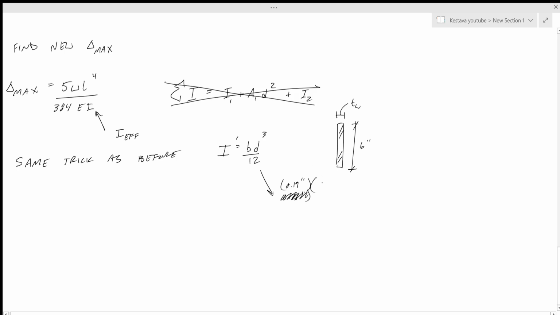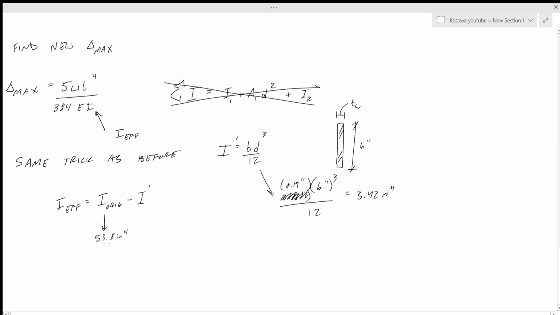D is going to be 6 inches cubed all over 12, which equals 3.42 inches to the 4th. So I effective is going to equal I original minus I prime. I original is 53.8 inches to the 4th. This is in Table 1-1 in the steel manual.